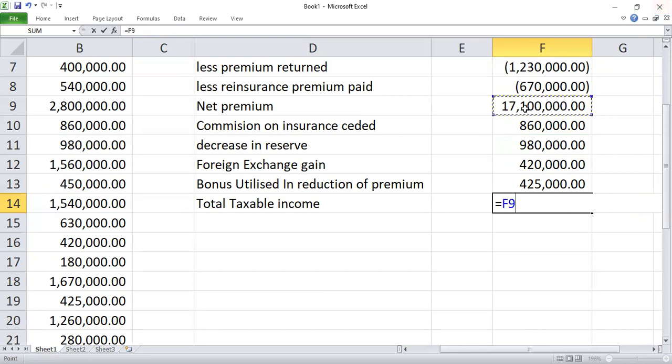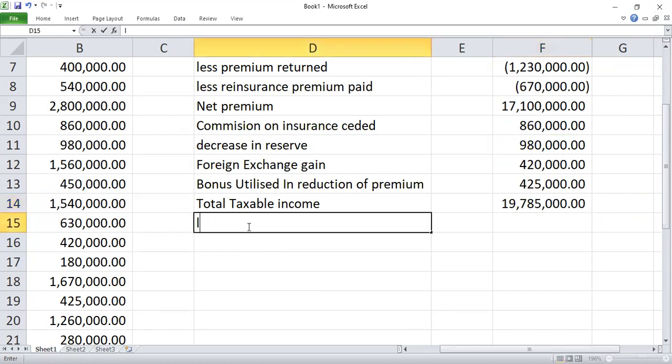We take 17 million plus this 860 plus 980 plus 420 plus 425. Enter. We have 19,785,000 as our total income. Then we less the allowable expenses.